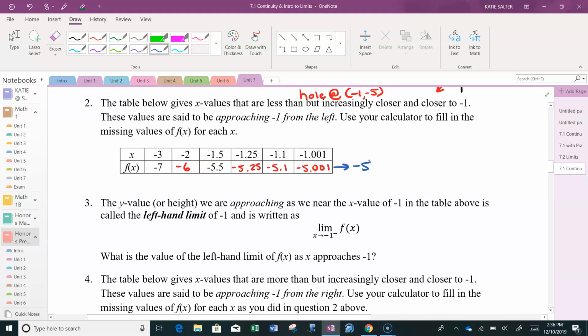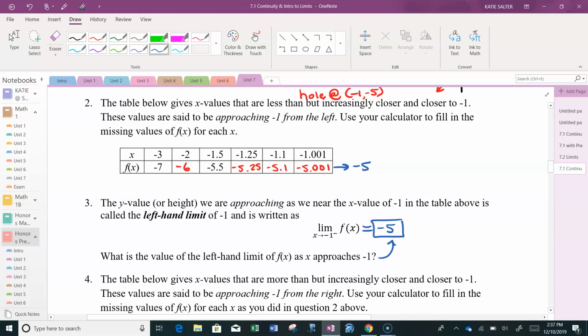So we say the y value, or the height we are approaching as we near the x value of -1 in the table above, is called the left-hand limit at -1. It is written as the limit as x approaches -1 from the left. Remember that little negative in the exponent spot means from the left of f of x. So what is the value of the left-hand limit of f of x as x approaches -1? We would say that is equal to -5.